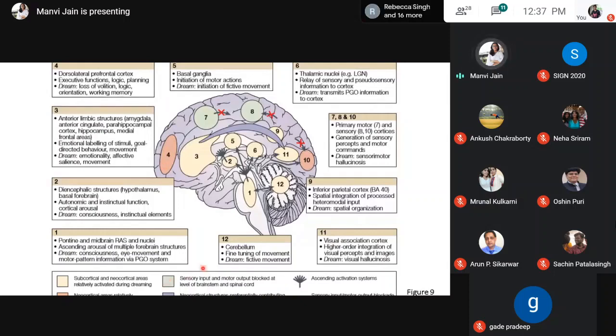Sensory input and motor input are blocked, so this part is not communicating, because we know that in REM sleep we get a temporary paralysis. This is the reason behind the paralysis: the primary motor and sensory cortices are not in interaction with each other. That is why there is a paralysis-like state. And then the purple region is wholly active and is contributing to the active dreaming.